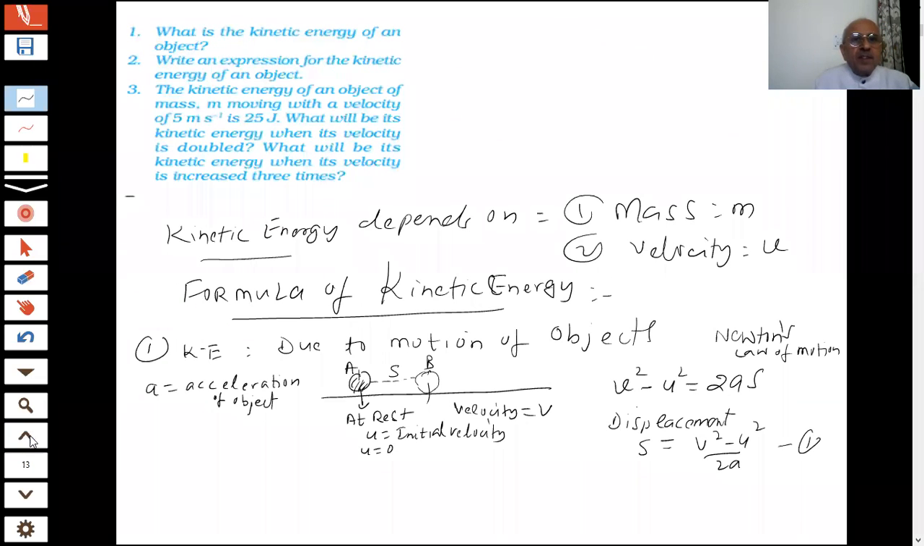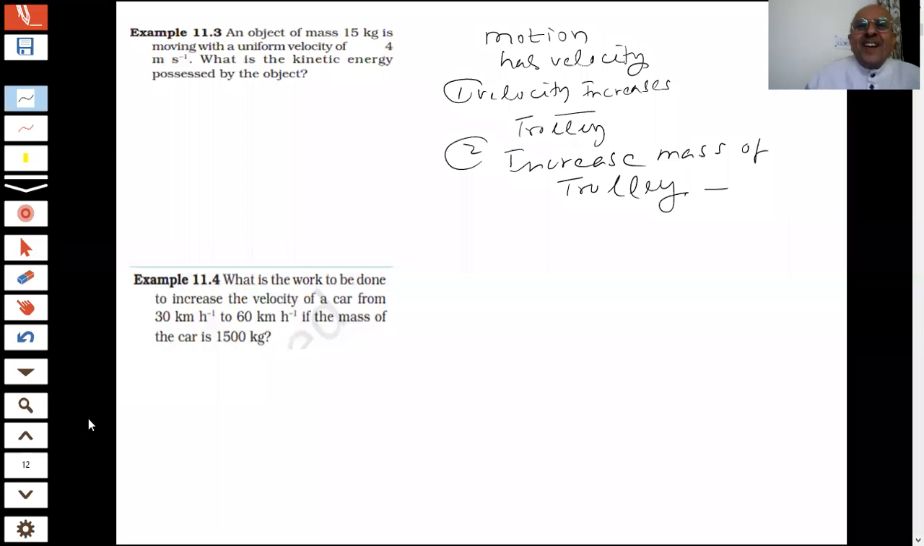Okay, very good. Here is a numerical on kinetic energy. Question 1 on the screen. An object of mass 15 kg is moving with a uniform velocity of 4 meters per second. Students, what is the kinetic energy of the object? You have 1 to 2 minutes to answer this question.